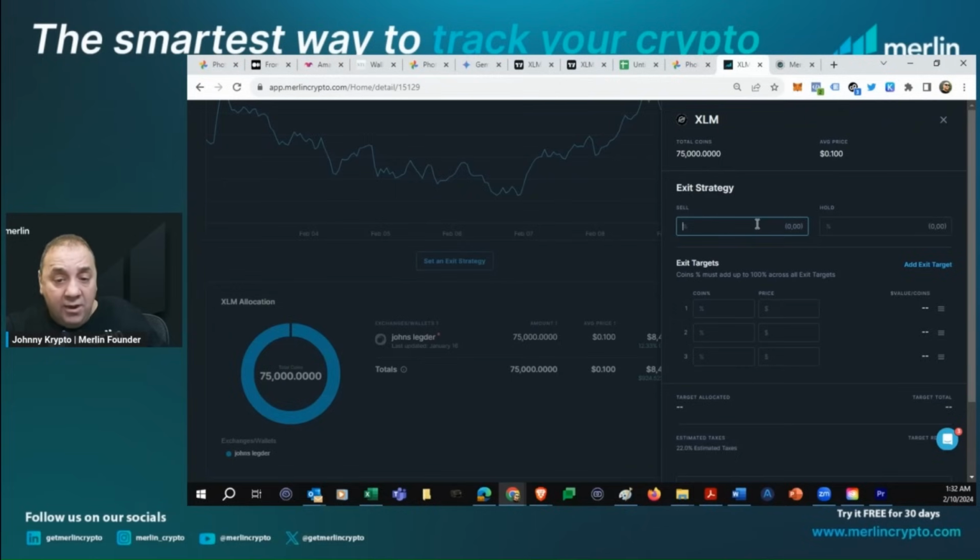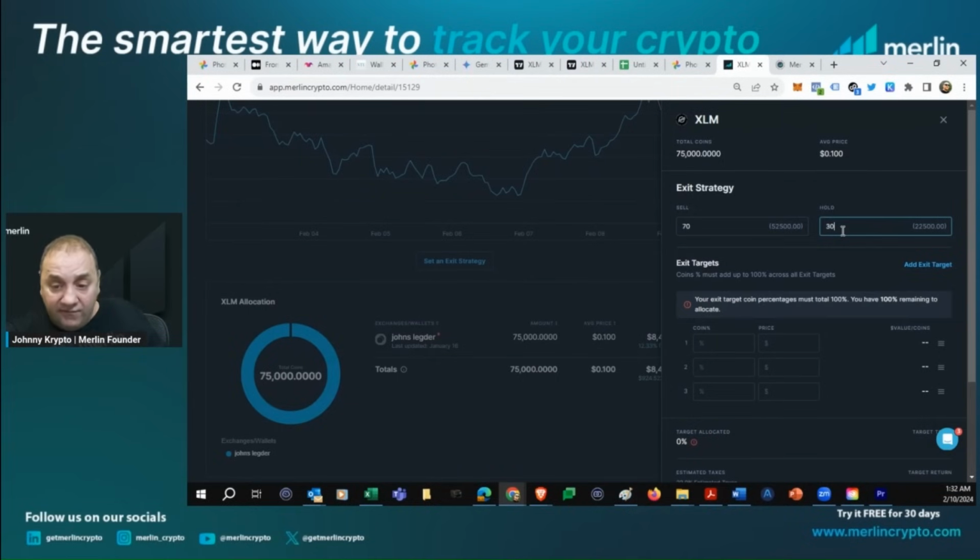In this example, I'm going to say that we're going to sell 70% of our coins and we're going to hold 30% for the future. Okay. And Merlin already pre-populates that for us. And Merlin is also telling us that we now need to disperse the 70% across the different targets. So we need to spread out 100% of the 70%. And it's going to tell us along the way how many coins we have remaining.